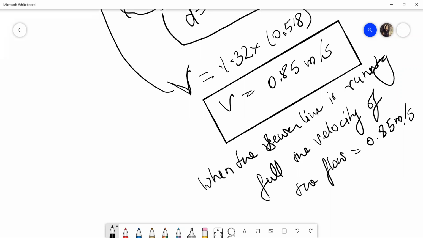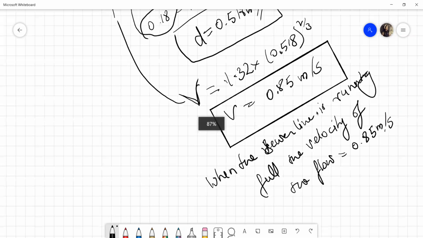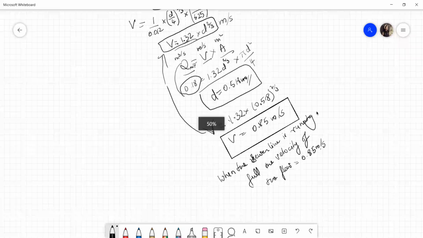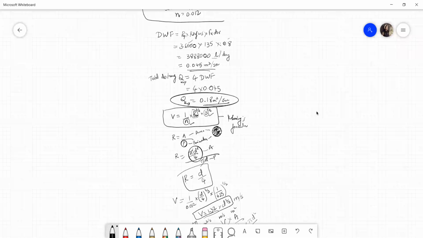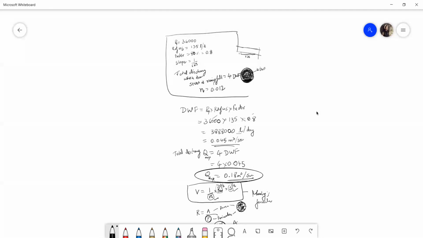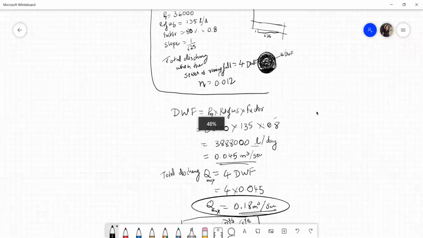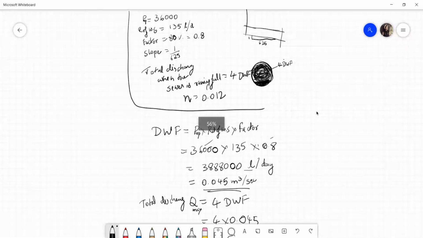Yes, are you clear with this problem? Are you clear with this problem, everyone? If you understand the concept of how the pipeline is laid, you can easily solve the problem.